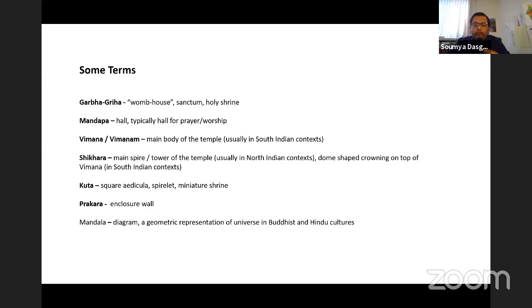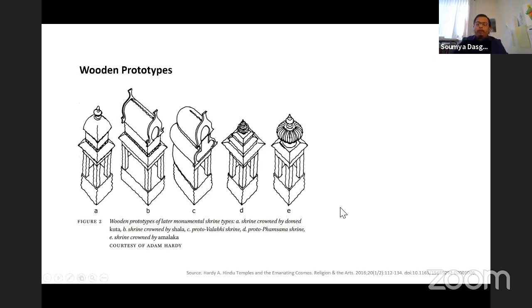So we will remember them very briefly. Garbhagriha, the womb house; Mandapa, the hall for worship; Vimana, the main body of the temple, the spire, the superstructure in the South Indian context. The Shikhara is the same for the North Indian context. Kuta, square aedicula, and Prakara, the enclosure wall. Moving forward, one of the most famous and well-known architectural historians who have studied Indian temples quite extensively is Adam Hardy, and I will talk about him more.